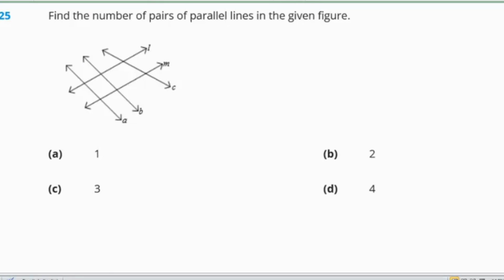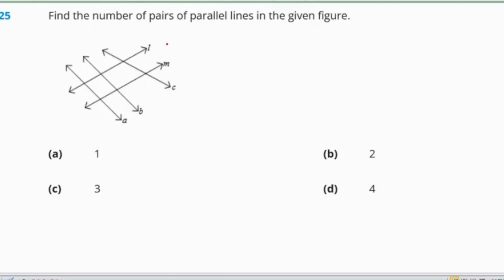Now we have question number 25. Question number 25 is saying, find the number of pairs of parallel lines in the given figure. Parallel lines are lines that cannot intersect each other, never ever. Doesn't matter how we extend them, how far we extend them, they are never going to meet each other.